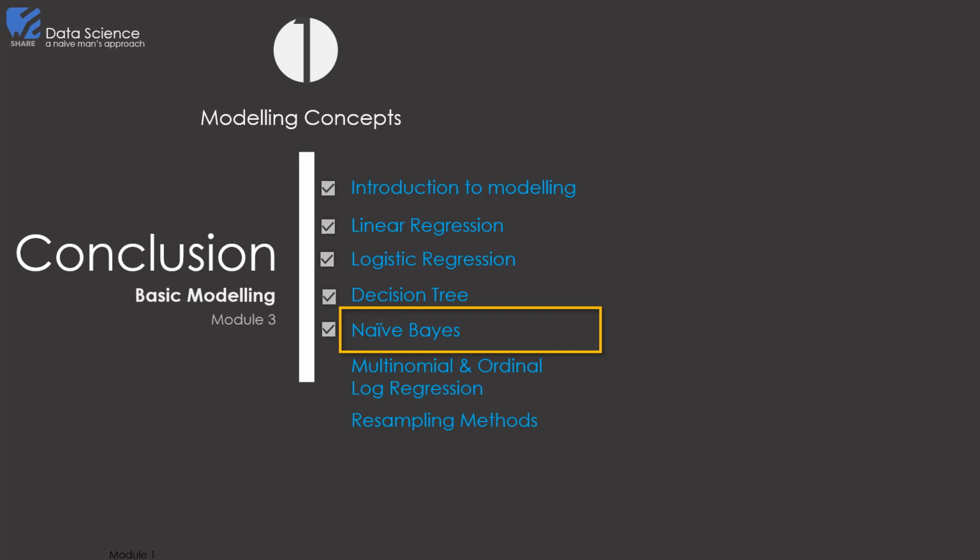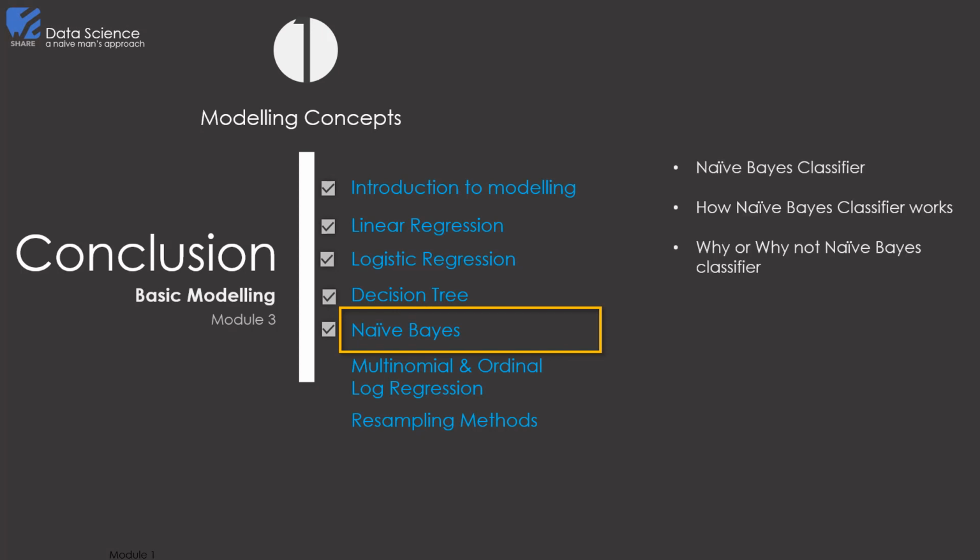Alright, so that is all for the naive Bayes algorithm. We have understood the naive Bayes classifier, then discussed how it works. Then we discussed why or why not we should use this algorithm. And now we will build our model in R using naive Bayes algorithm.